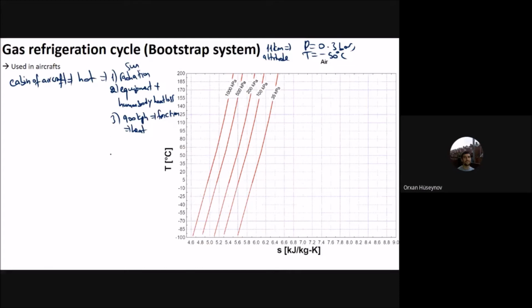What you are trying to do is cool the cabin with the gas refrigeration cycle. It is very similar to the Brayton cycle, and now let me show you how it works. Say that this is the engine of the aircraft.